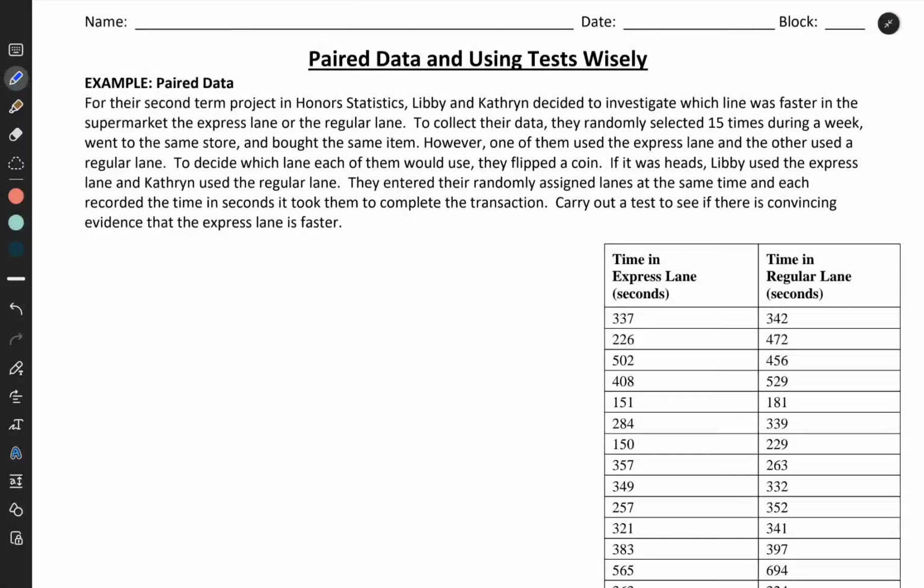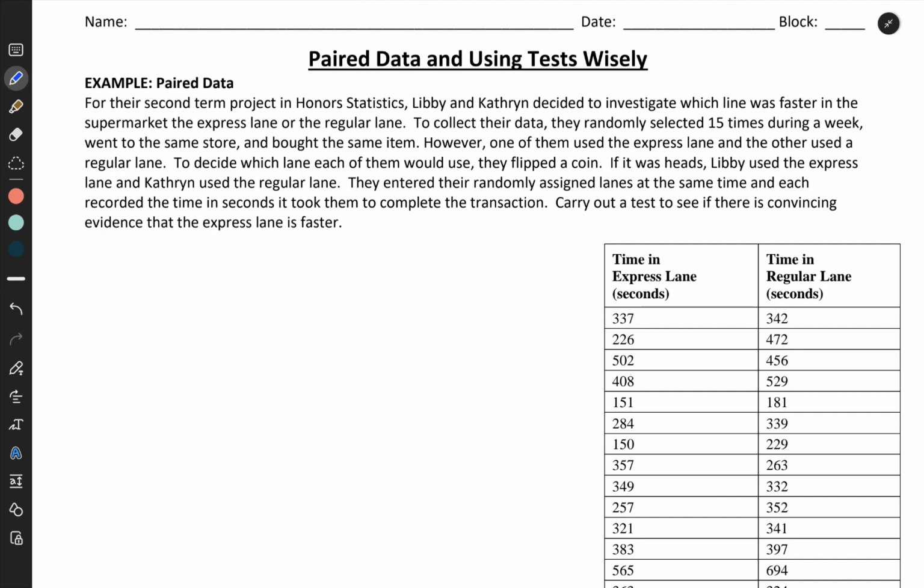All right, guys, so in our final section for our unit on significance tests, we're going to talk about how to use paired data. So for their second semester project in honors statistics, Libby and Catherine decided to investigate which line was faster in the supermarket, the express lane or the regular lane.